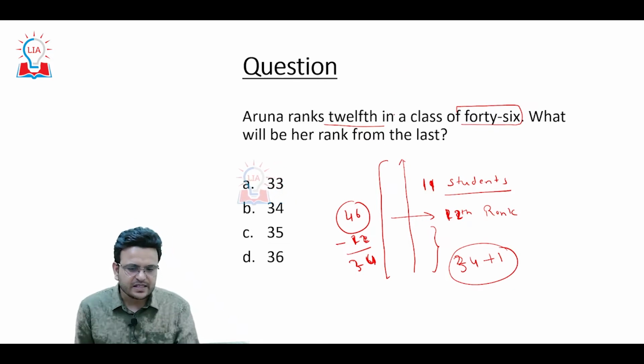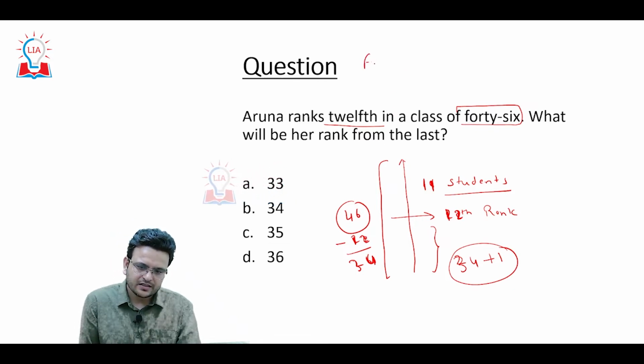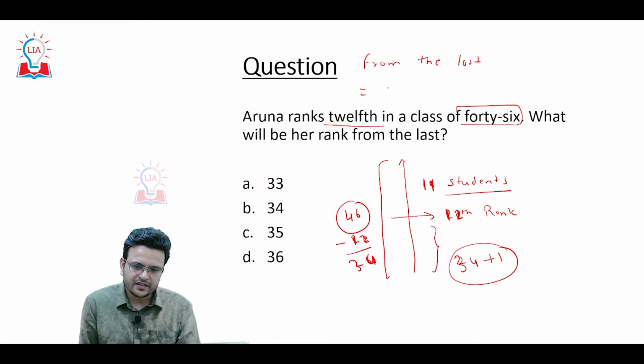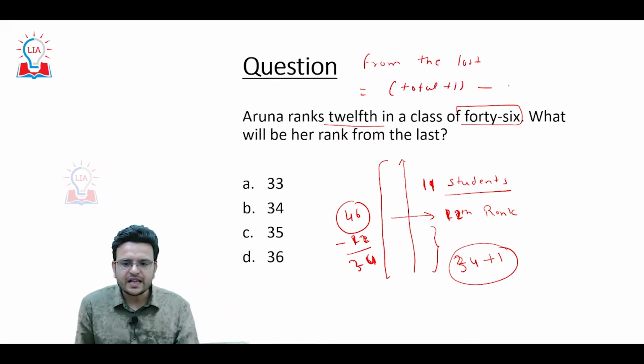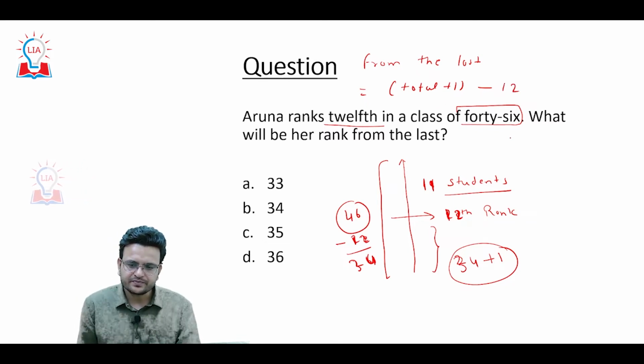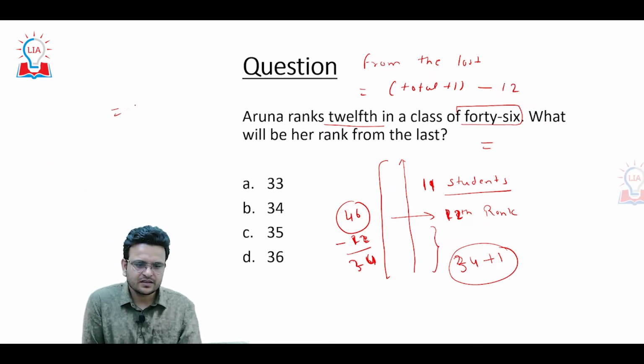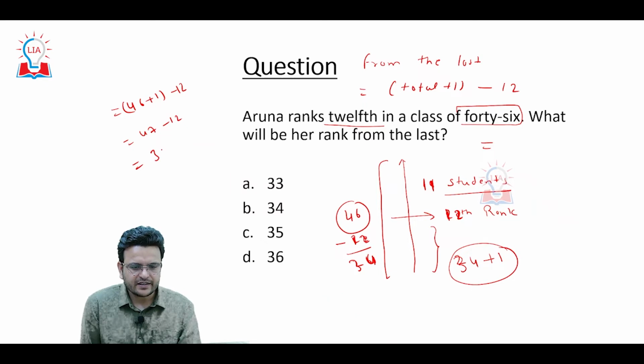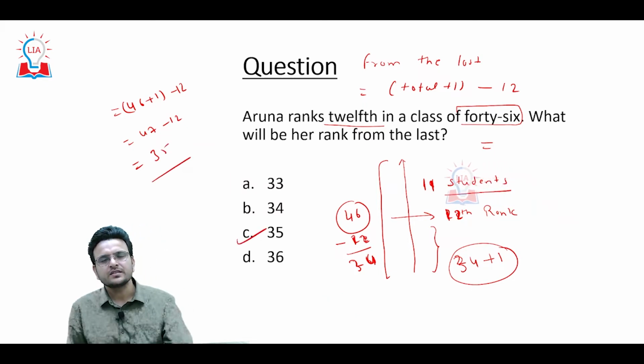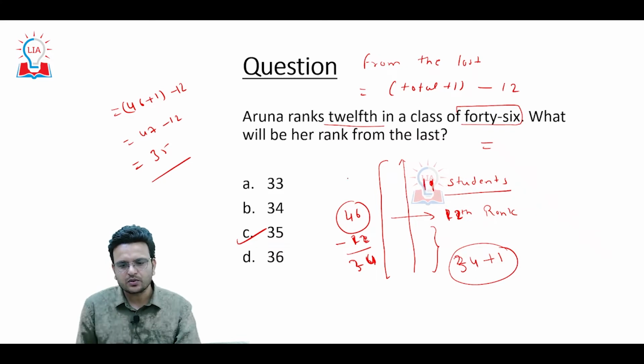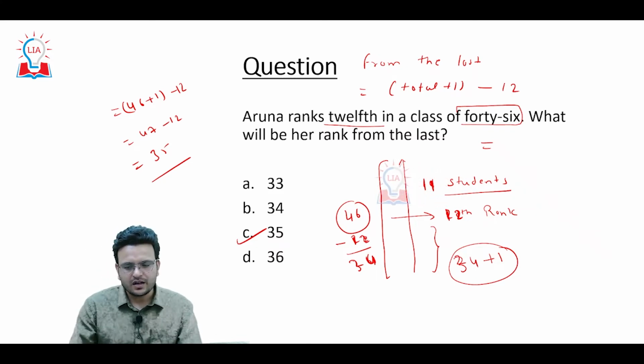Second way, we can simply say that from the last his rank will be total plus 1 minus rank from the starting. So it will be 46 plus 1 minus 12. So 47 minus 12, that is 35. So you can solve this question both ways. You can solve through basics also, and you can solve through the formula also.